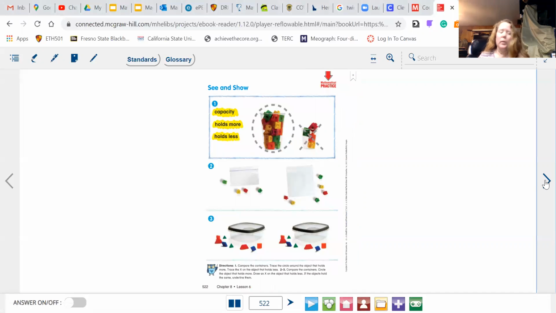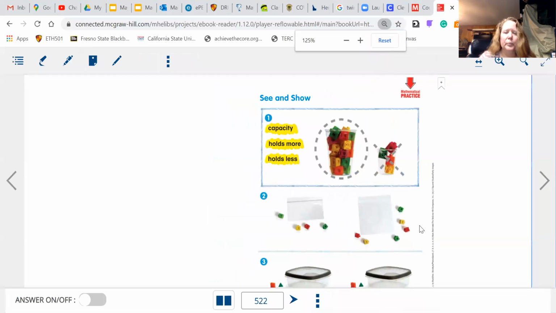So we are on page 522, and you can see our 3 vocabulary words up at the top. We have a k word up here, capacity. That one's capacity. Then we have holds more, holds less. And I can tell from this picture that we didn't circle the one that holds less this time. We circled the cup that holds more, the container that holds more. So I'm going to read the directions while you look at 2 and 3.